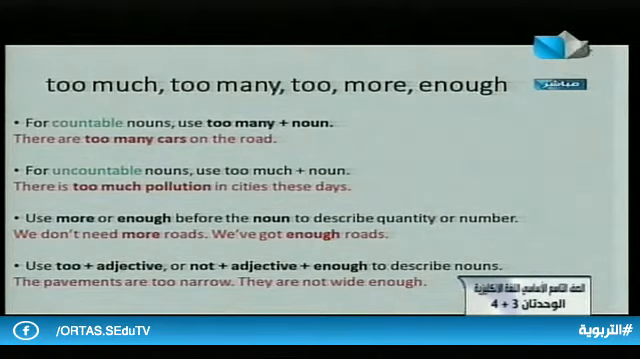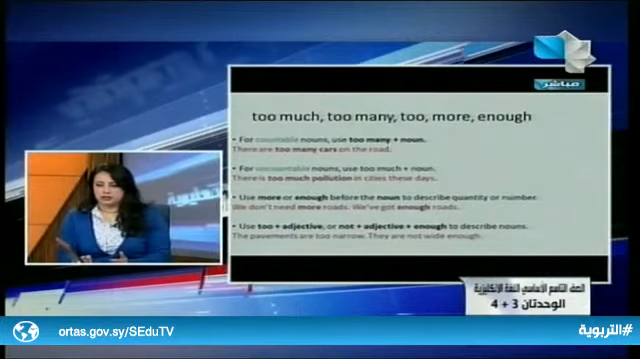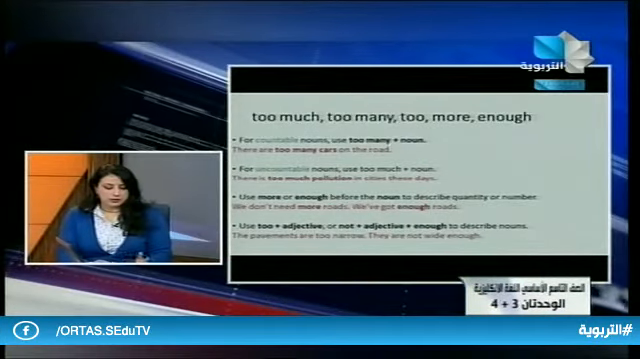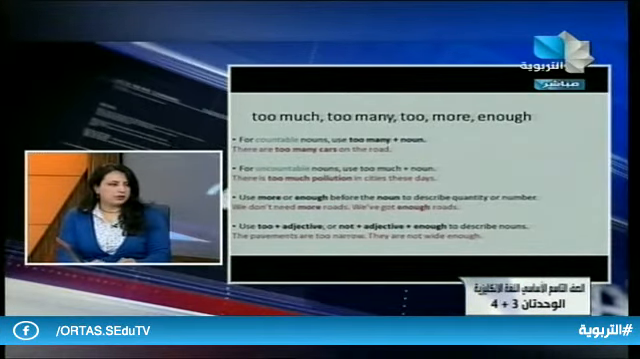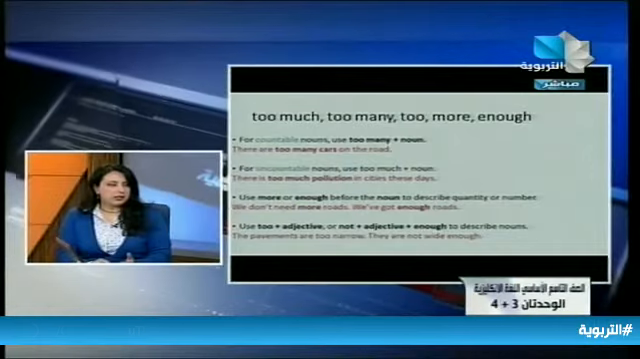So countable nouns are things, nouns that can be counted, like car, tree, book, pen, etc. These words can go with too many and the nouns. So too many cars, too many trees, too many pens, etc. Like this one, there are too many cars on the road. And we have to pay attention to the fact that too is negative.